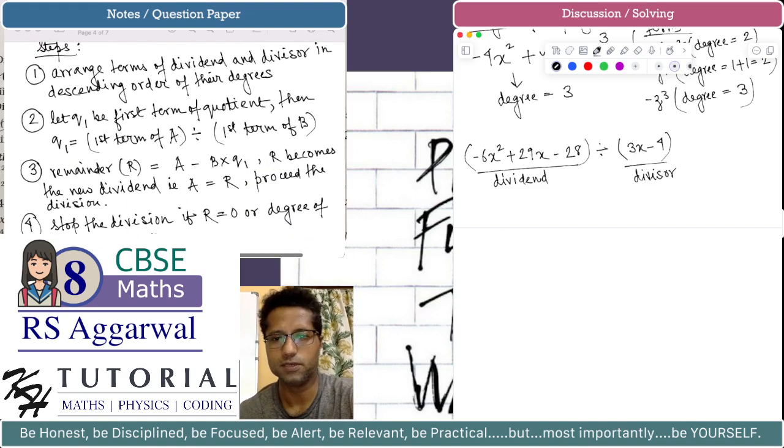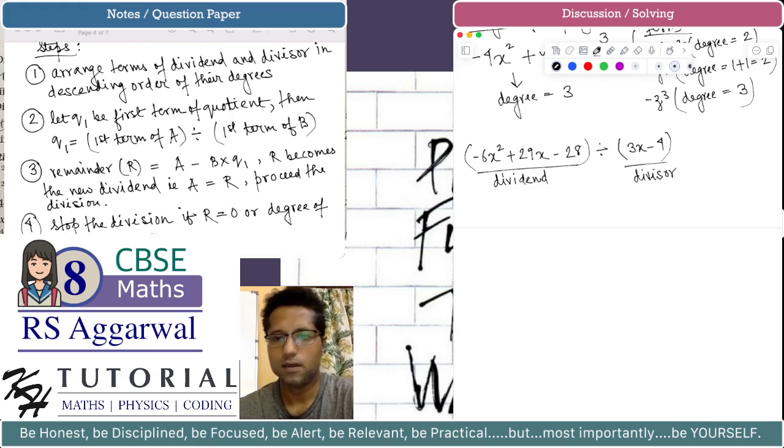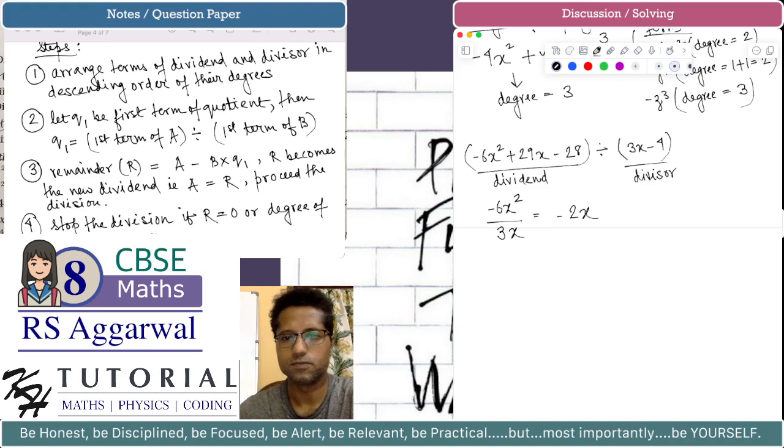Now step number 2 is we find the first term of the quotient by dividing the first term of the dividend by the first term of the divisor. In this case, the first term of the dividend is minus 6x square, and I will divide that by the first term of the divisor, that is 3x, and this becomes minus 2x. So minus 2x becomes the first term of the quotient.